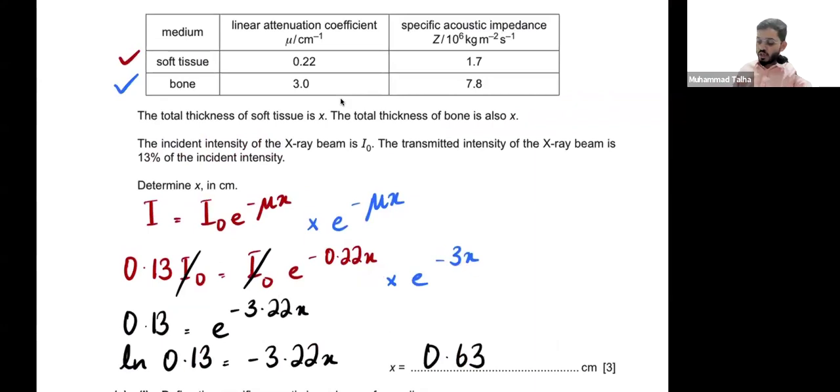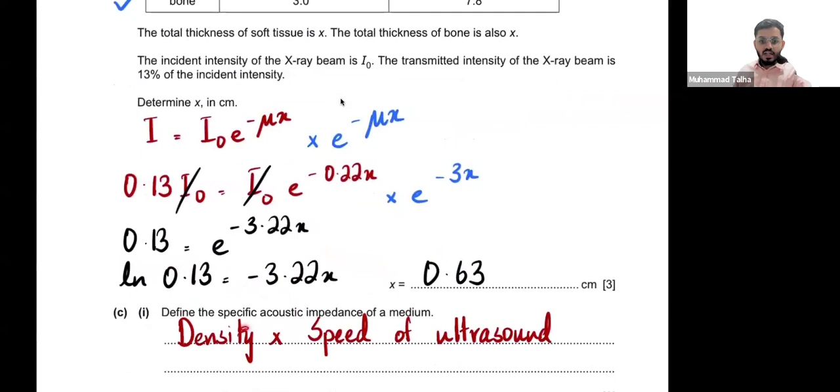So you have negative 0.22 and negative 3x because of an indices rule. When bases are the same and these variables are multiplied, powers are added. So this becomes negative 3.22x. Again, you take the ln and x turns out to be 0.63 centimeters, right? So we're seeing a lot of math in this paper up till now.